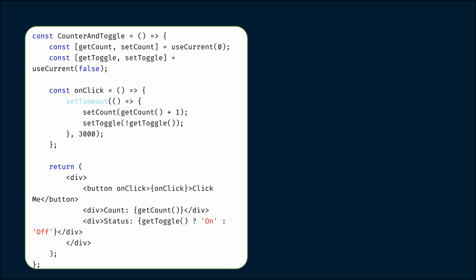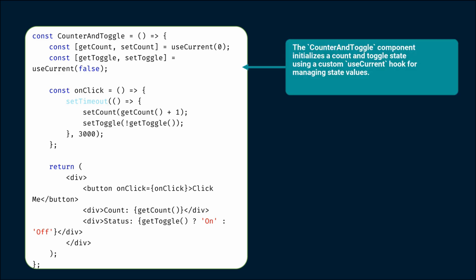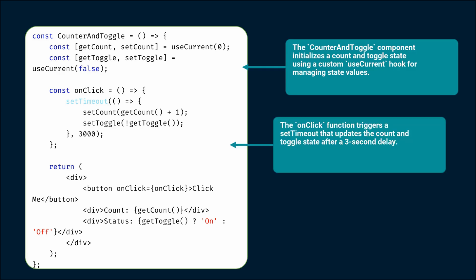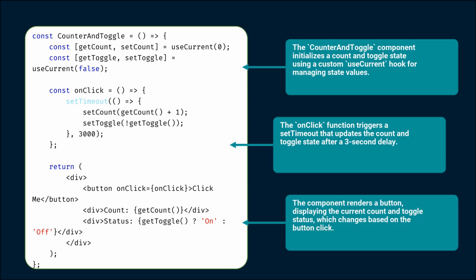Now let's implement a component that manages both a counter and a toggle state using our useCurrent hook. This example showcases the versatility of the hook by allowing us to efficiently manage multiple pieces of state within a single component. In the counter and toggle component, we start by defining two state variables, getCount, which retrieves the current count, and setCount, which updates it, initialized to 0. Similarly, we define getToggle and setToggle to manage a Boolean toggle state starting at false.